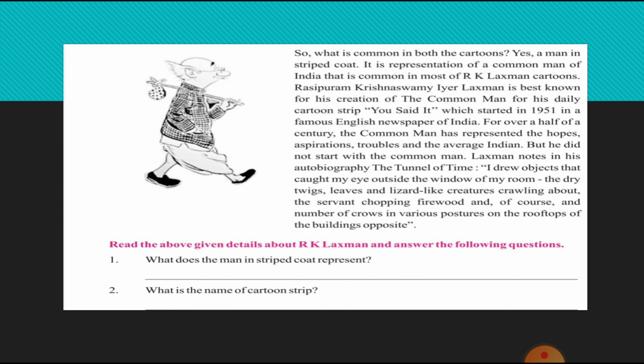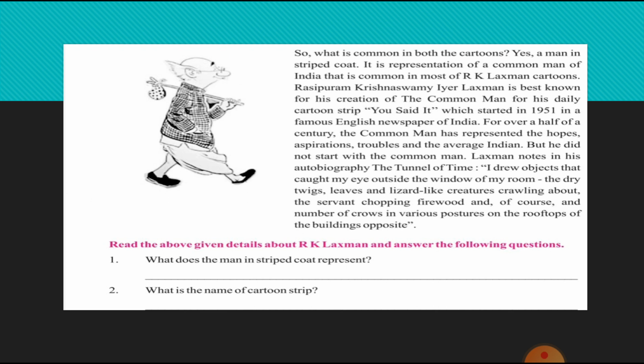Is it a representation of the common man of the land? That is common in most of R.K. Lakshman's work. We can see a man wearing a striped coat in most of R.K. Lakshman's cartoons. Rasipuram Krishnaswami Iyer Lakshman is the best, well known for his creation of the common man, for his daily cartoon strip.